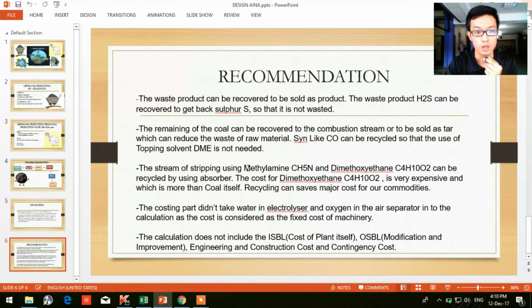Another thing is that the stripping using methylamine, CH5N, and dimethoxyethane can be recycled using an absorber. As you can see, dimethoxyethane is very expensive, even more expensive than coal, and recycling can save major costs for our commodities. In the costing part, we didn't take water into consideration, because we take it as a cost under machinery.